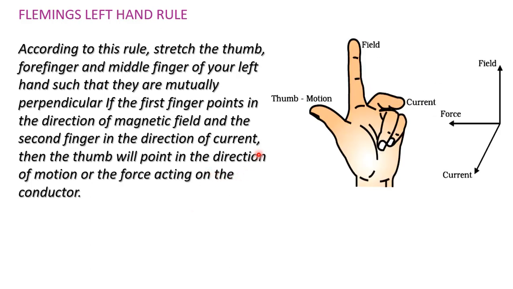You can see this diagram is available in NCERT. The thumb is pointing the force, the direction in which the conductor will move. The index finger will show the direction of magnetic field, and the middle finger will show the direction of electric current. So this you have to write in the exam if Fleming's left hand rule is asked.